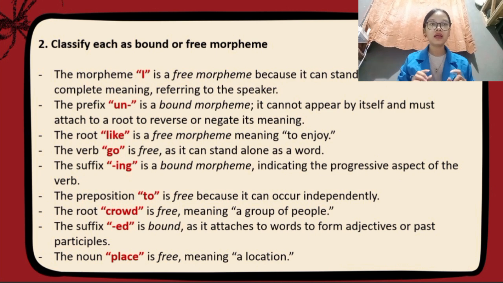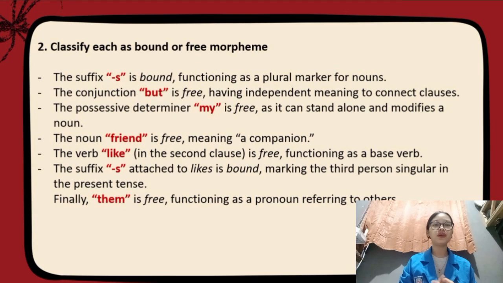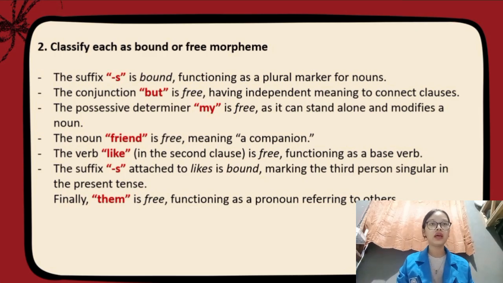Next, the noun "place" is free, meaning a location. The suffix "-s" is bound and functions as a plural marker for nouns. The conjunction "but" is free, having independent meaning to connect clauses. Then we have the possessive determiner "my," which is free as it can stand alone and modifies a noun. The noun "friend" is free, meaning a companion.